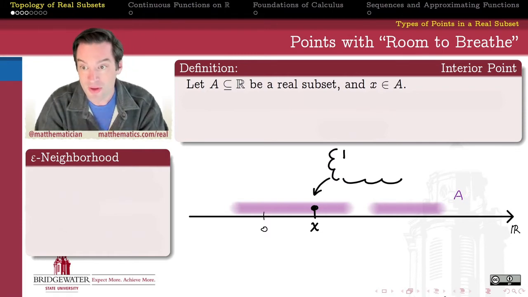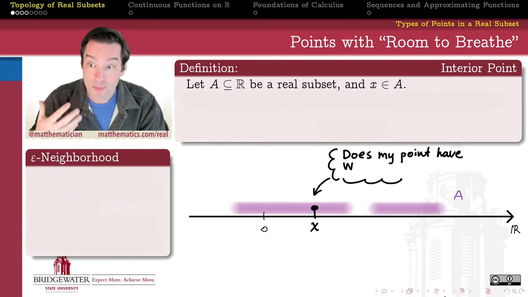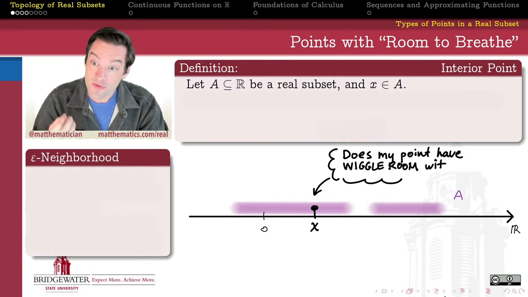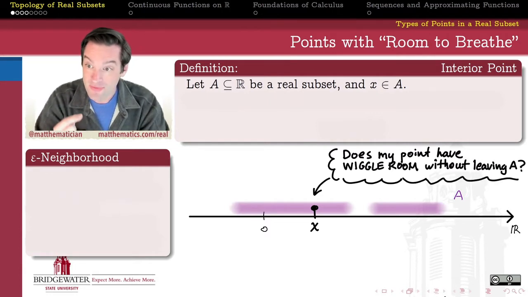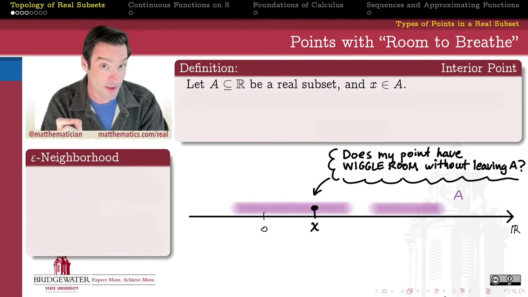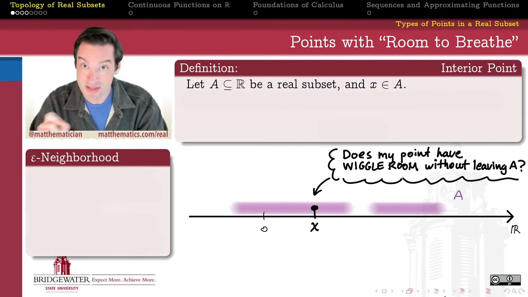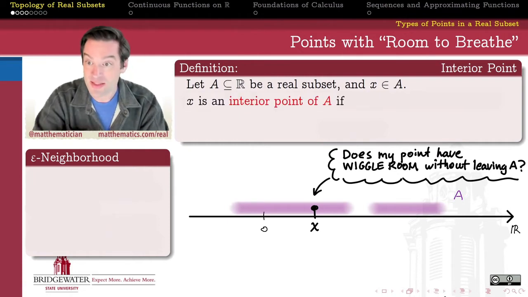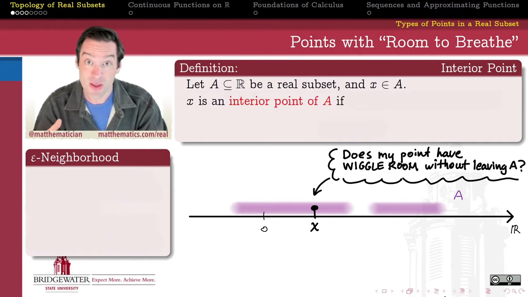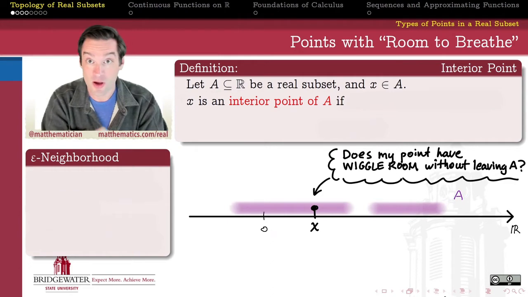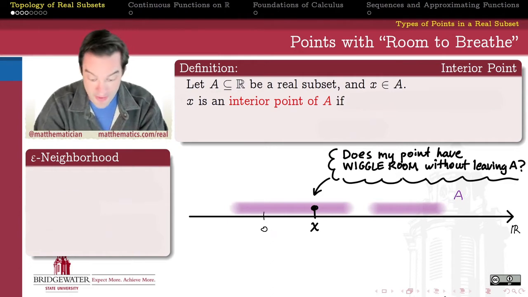The question is, what do we need in order to come up with a reasonable notion of what it means for that point, that number, to have a little bit of wiggle room within that set without having to leave that set? Does it have a little bit of wiggle room around it that is entirely within that set? Those are going to be the points that we want to be called the interior points of A.